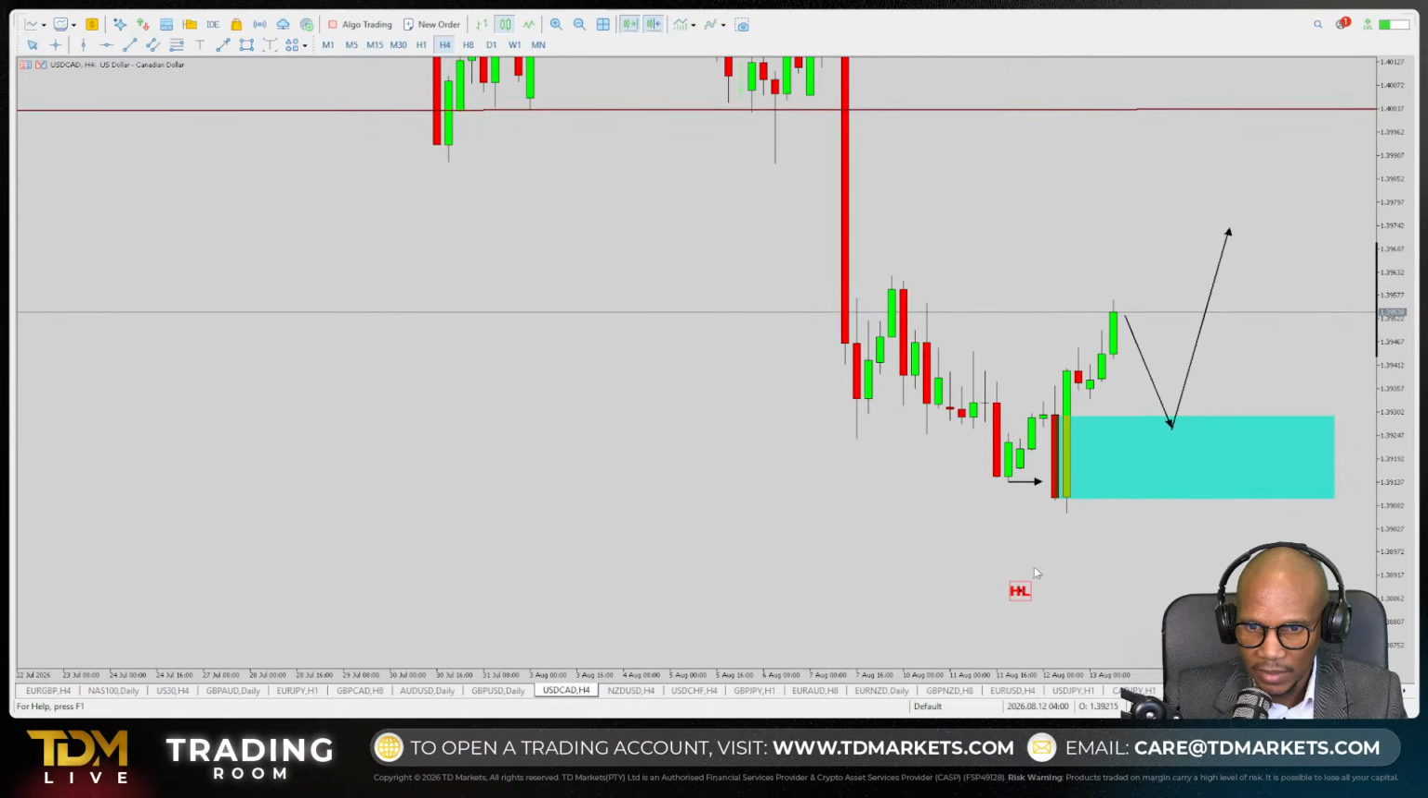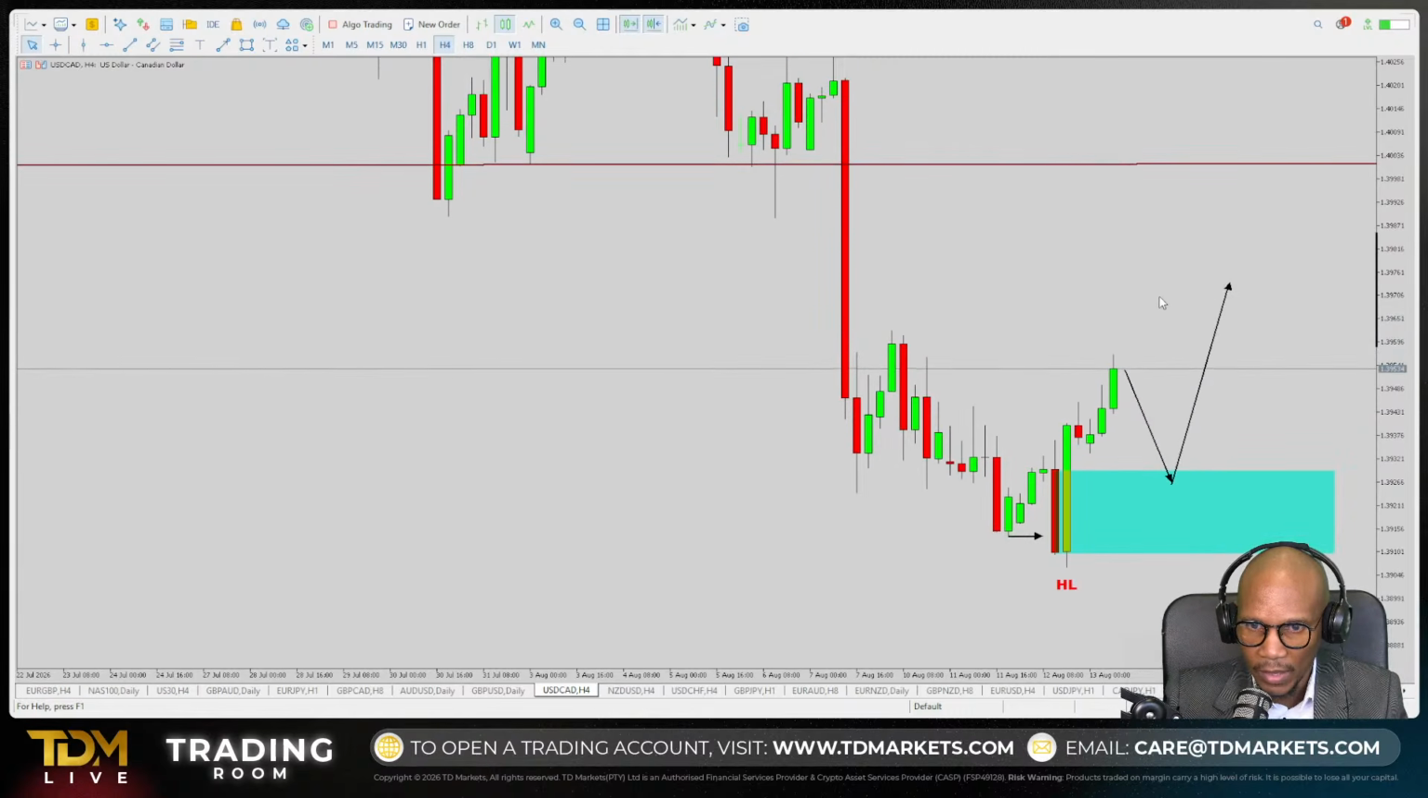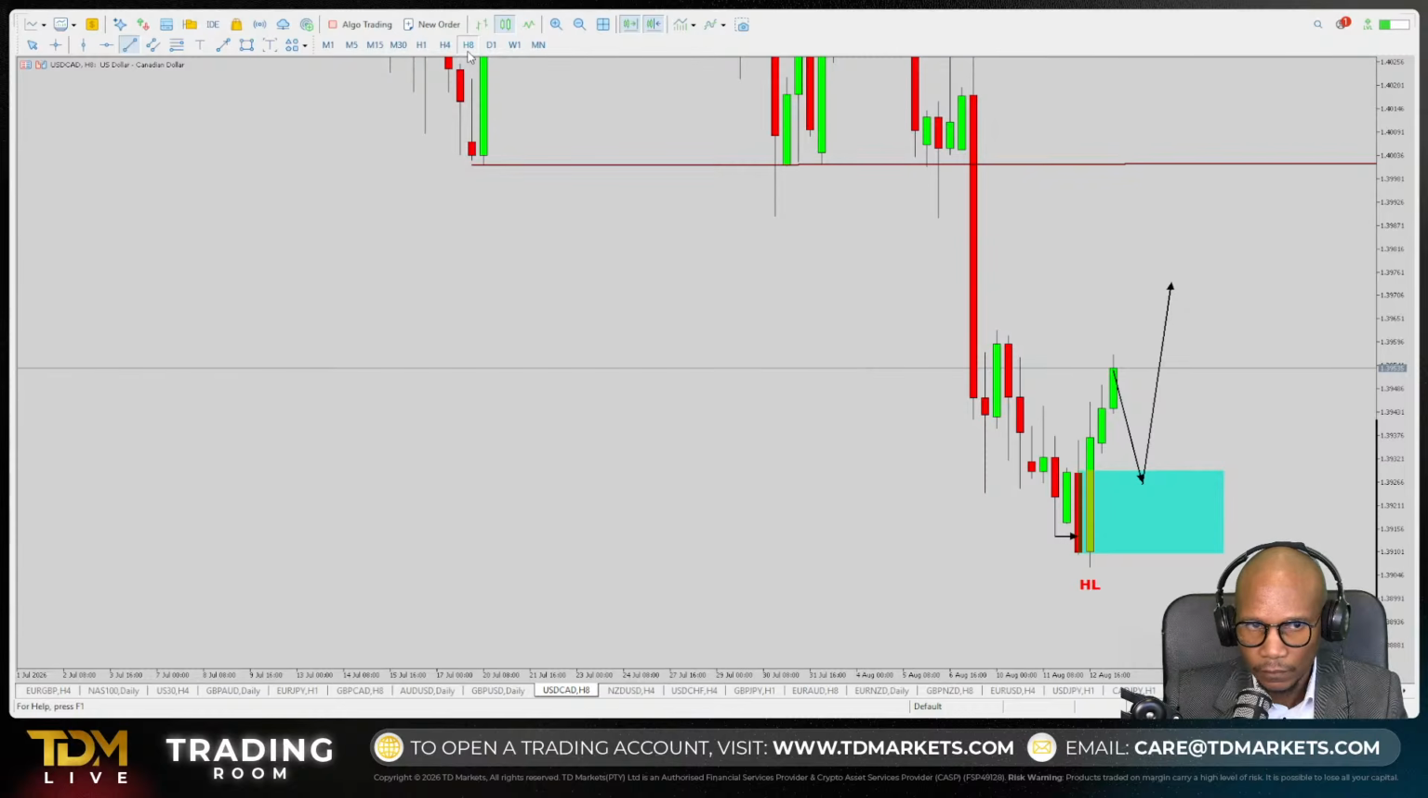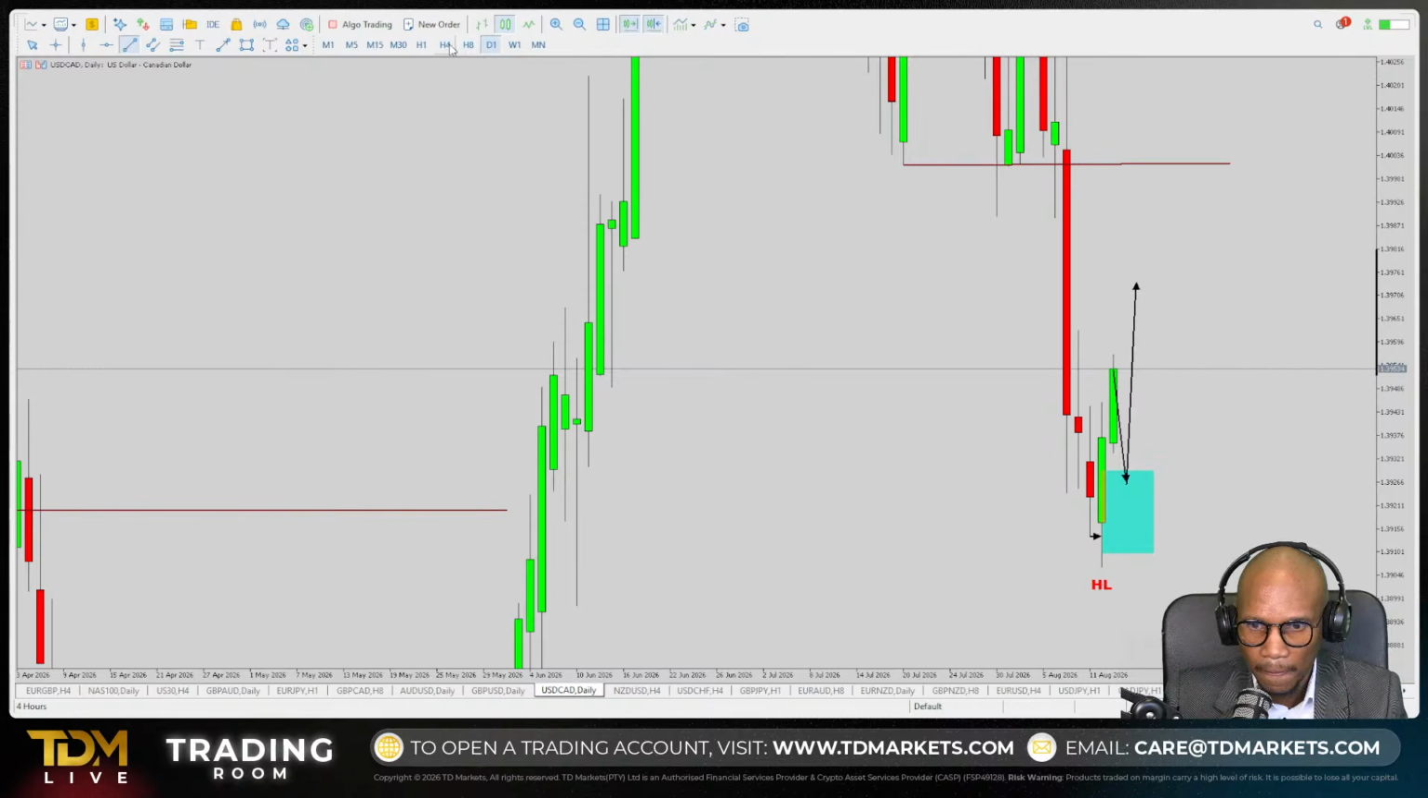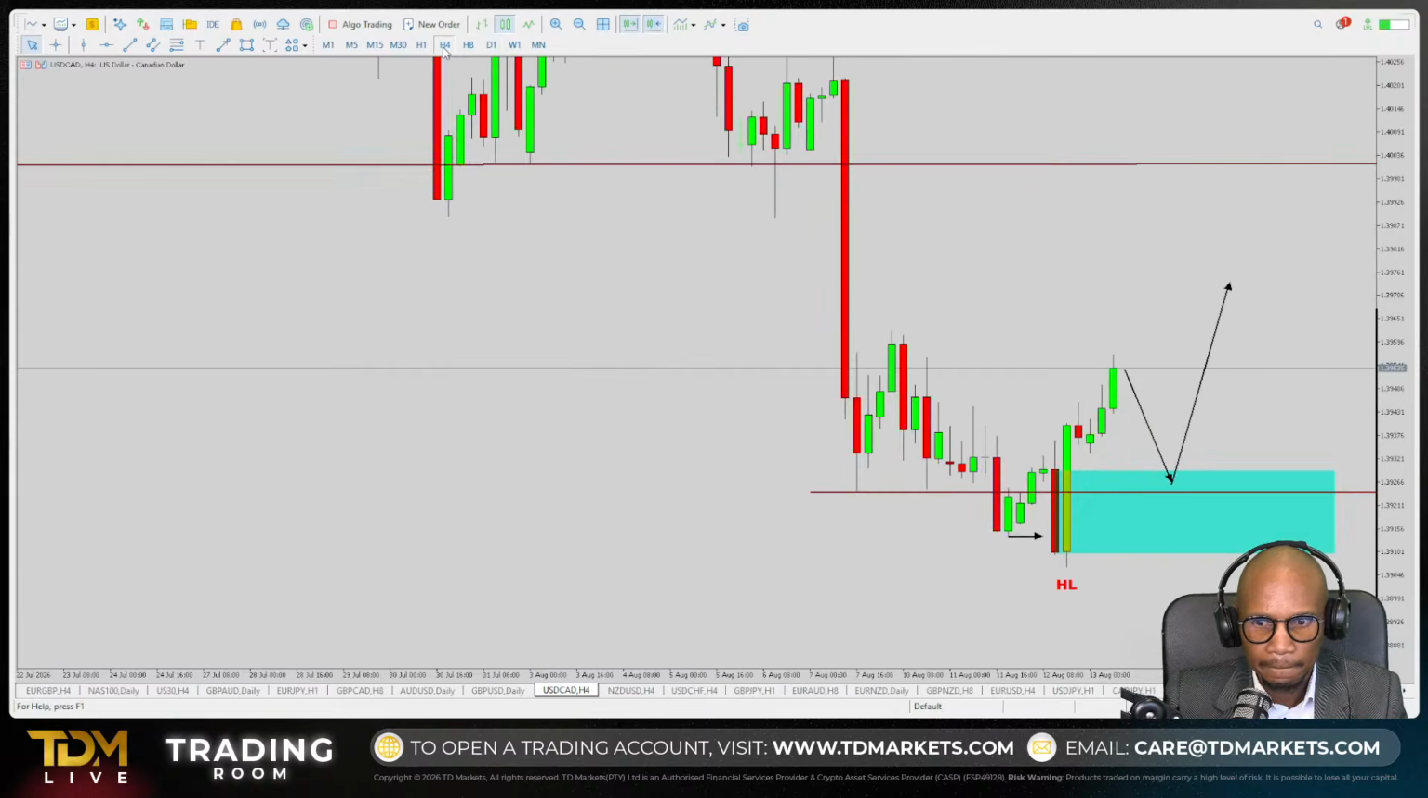It seems like this is our higher low there. So this order block down here, I would wait for price to tap this order block and then go up. That's what I would look for. I would look for this order block.